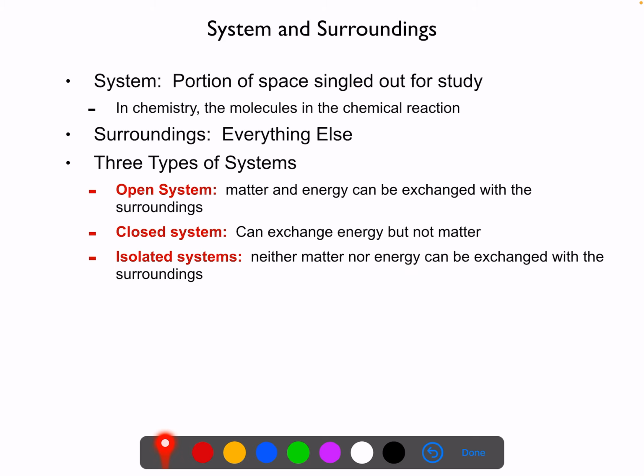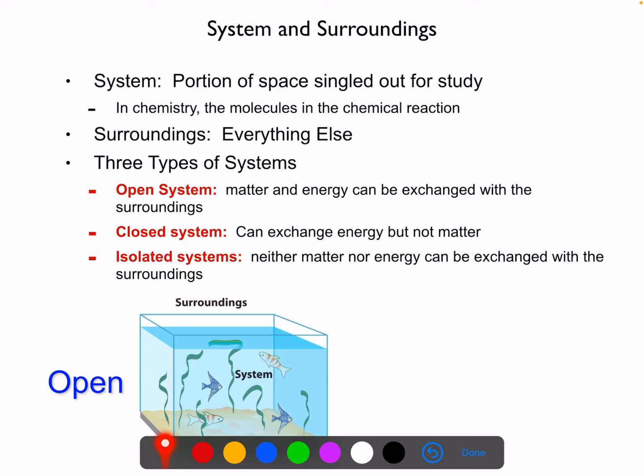An example to illustrate this is a fish tank. If you imagine your fish tank, the contents of the fish tank are the system, and everything outside the fish tank is the surroundings. An open system would be a fish tank with its lid off. So a fish is free to jump out. You can feed the fish, so we can put matter in or out of the fish tank. You can heat up the water in the fish tank, so you can provide energy to the fish tank, so that would be an open system.